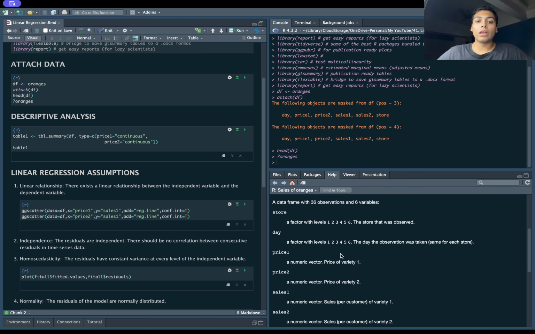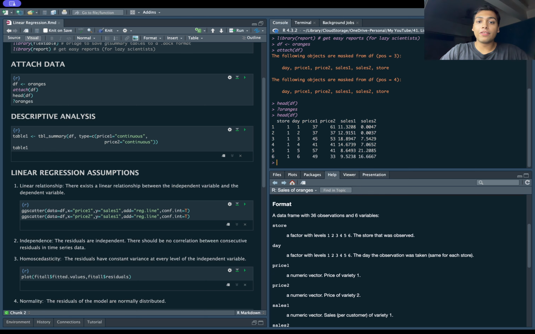So what variables do we have? Let us quickly load the first 5 rows of our dataset. The head of df is the syntax for it, and we can see store, day, price 1, price 2, sales 1, sales 2. So we are disregarding price 2 and sales 2 because we are only concentrating on price 1 and sales 1 of variety number 1.